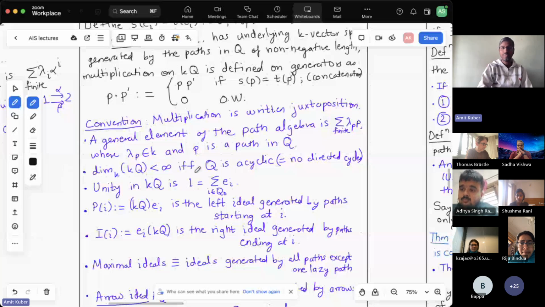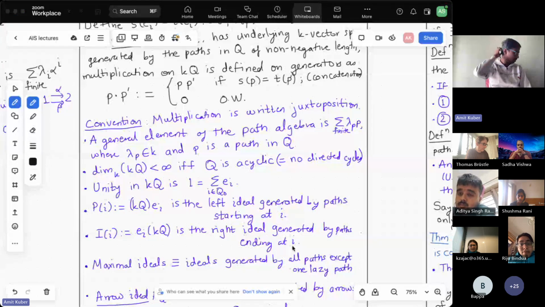And hopefully you are easily convinced that Q is acyclic if and only if the dimension of the path algebra is finite, because there are no cycles, no infinite things. So therefore it's easy. We looked at one example, the loop algebra, KL1, and there it was the polynomial ring, which is obviously an infinite dimensional algebra.